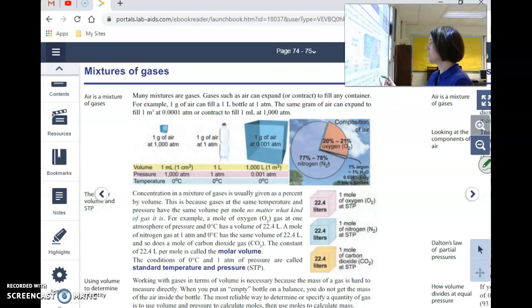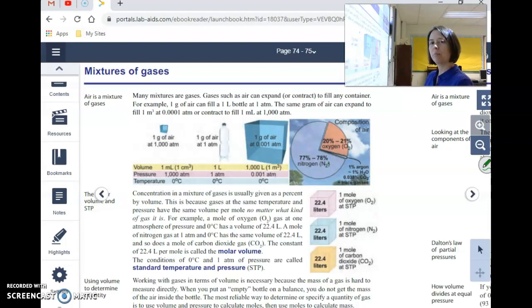Looking over here, we have 1 mole of all of our gases. And the 3 examples are oxygen, nitrogen, and carbon dioxide at STP, which is standard temperature and pressure. So the standard temperature is 0 degrees Celsius, and standard pressure is 1 atm, 1 atmosphere.